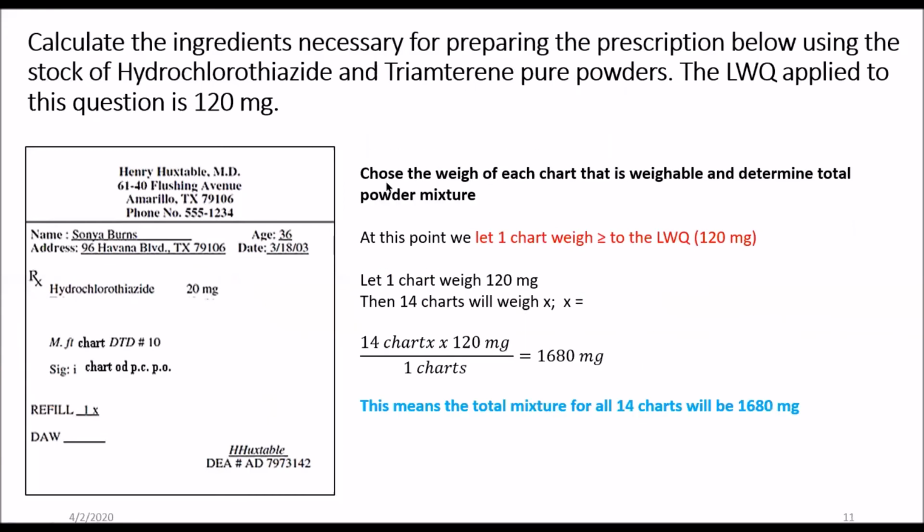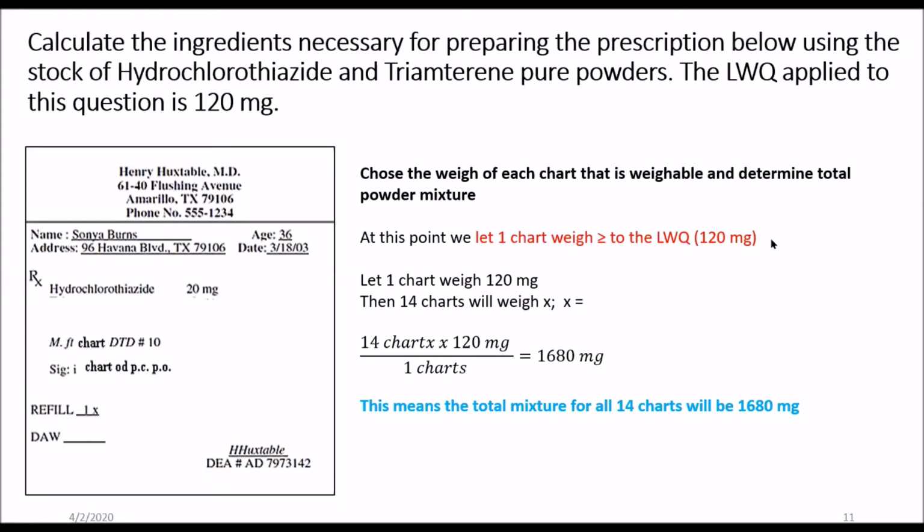Next, we are going to choose the weight of each chart, because previously, when we divided the 280 milligrams needed for the 14 charts by 14, we got 20 milligrams. That's not weighable. So we are going to let each chart be weighable. The rule of thumb is we let one chart weigh greater than or equal to the least weighable quantity, which is 120. That means you can let each chart weigh 120, 130, 150, 160, 200, and so on.